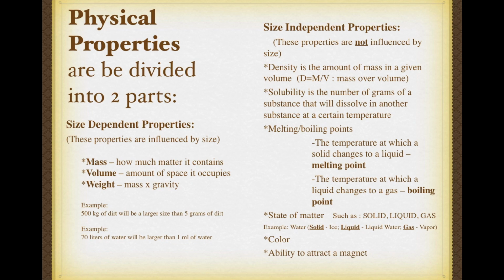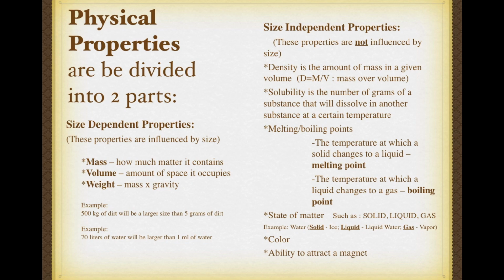So if I have 5 grams of sugar, you're going to see a little tiny pile of sugar. But if I have 5 tons of sugar, okay, the mass increased. Well, did the size increase? Yes. 5 tons of sugar is going to be huge. Same thing with volume. If I have 1 milliliter of water, that's tiny. But if I have 100 liters of water, well, the size is now large. So size is being impacted here. More volume, probably more size.